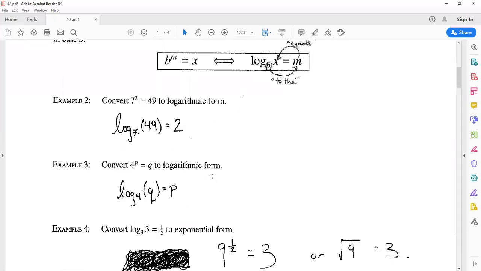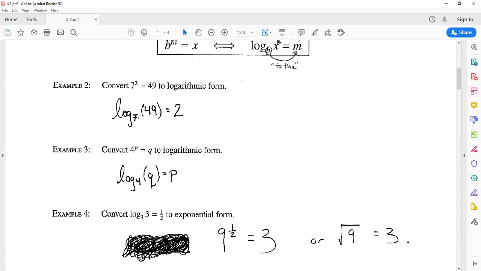Now maybe let's go backwards. Log base 9 of 3 equals 1/2. What does that mean? Well, that means that 9 to the 1/2 equals 3, as we've written here. And if you recall from closer to the beginning of the term, what it means to have this sort of rational exponent up here, what this really means is the square root of 9 equals 3.